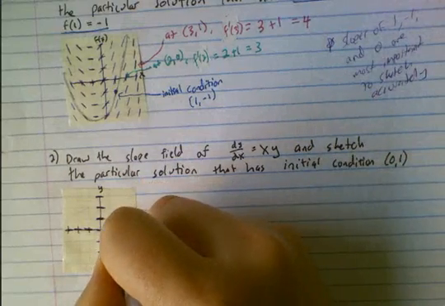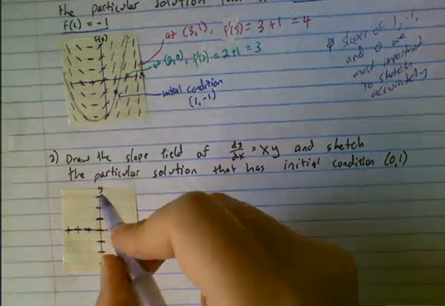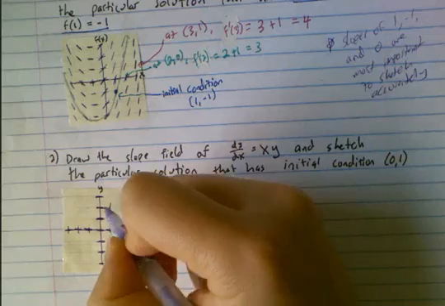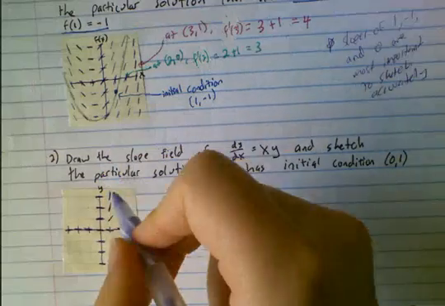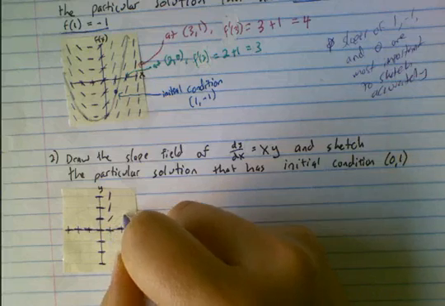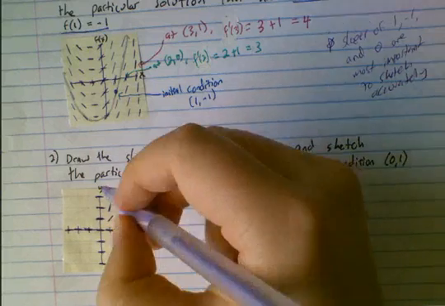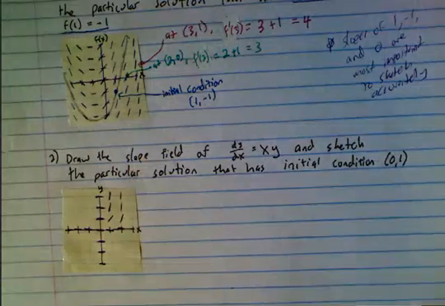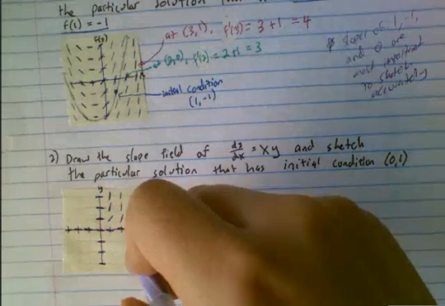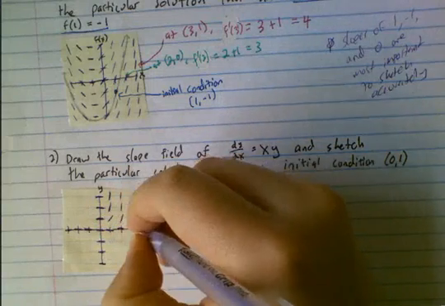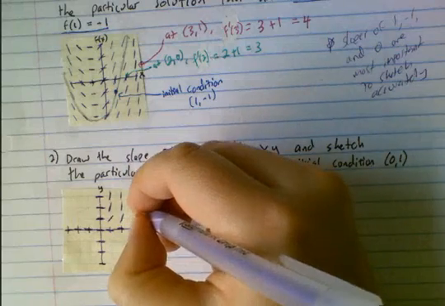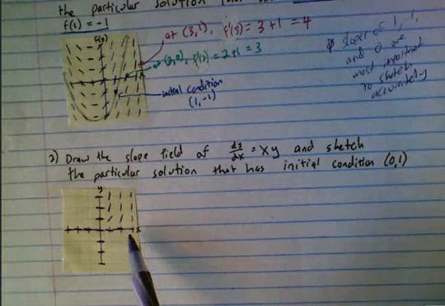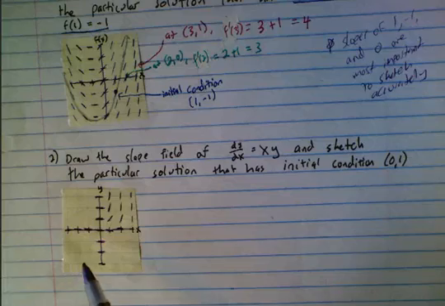At (1, 1), the slope is 1. At (1, 2), 1 times 2 is 2. 1 times 3 is 3. Let's see, 2 times 1 is 2. 2 times 2 is 4. 2 times 3 is 6, so those should be getting steeper and steeper. 3 times 1 is 3. 3 times 2 is 6. These are getting steeper and steeper. They're a little hard to sketch, but the really important thing is that these slopes and this one be correct.